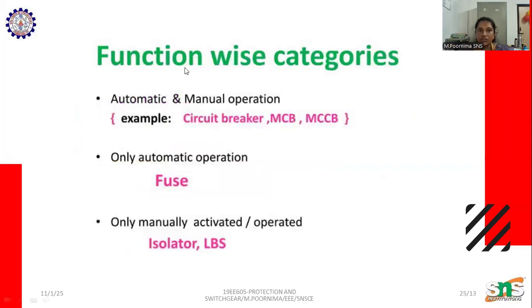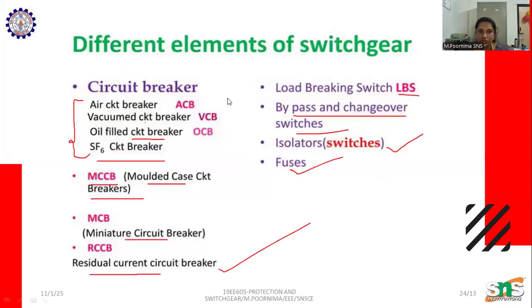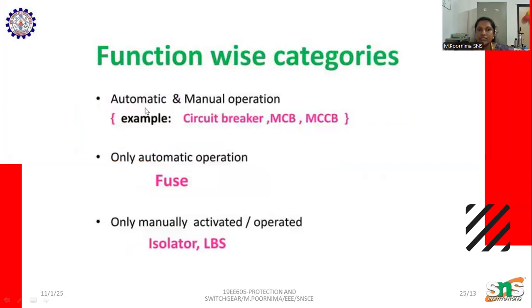Now coming to the functions of circuit breakers. Function-wise, the categories are automated and manual. Automated ones, for example, are the MCB and MCCB. Only automatic operation, that is the fuse. The fuse is an automatic operation. Only manual operation is the isolator and LBBS.